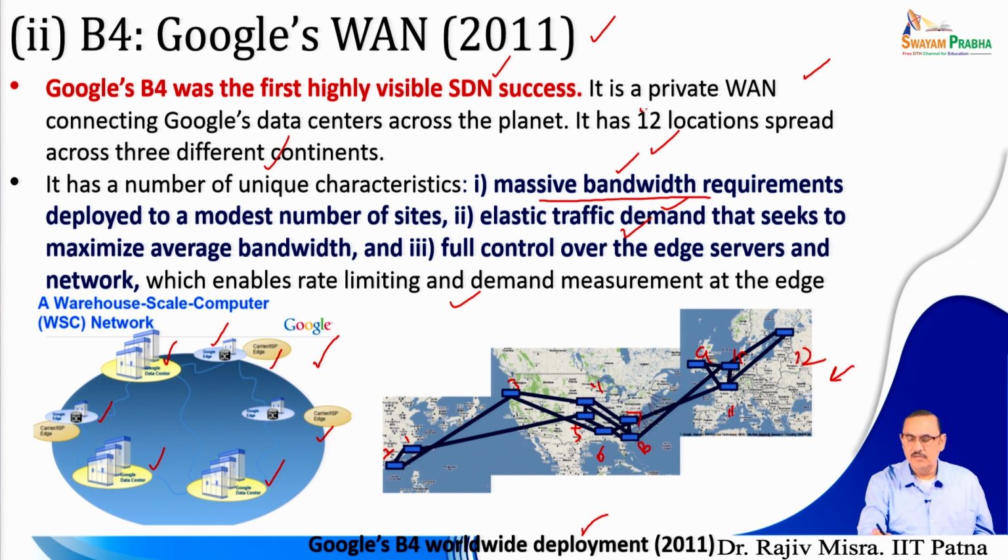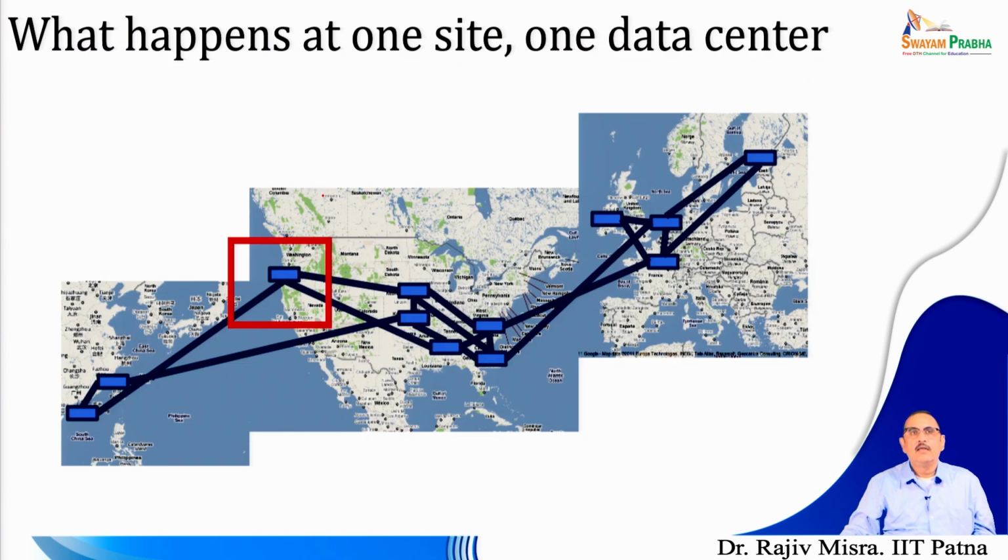Although there are only 12 sites, a lot of bandwidth is required, with elastic traffic demand that seeks to maximize the average bandwidth, and full control over the edge servers and the network, which enables rate limiting and demand measurements at the edge. So, what happens at one site, one data center, is shown over here.